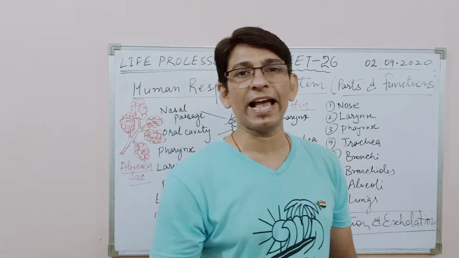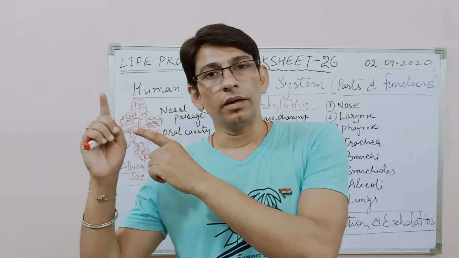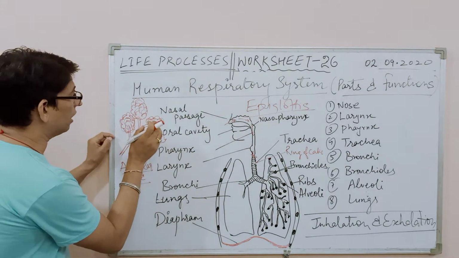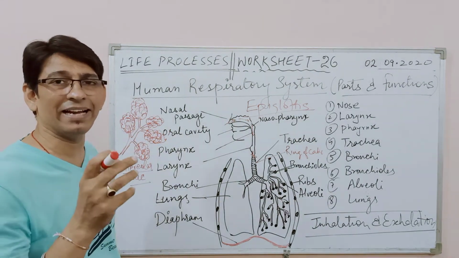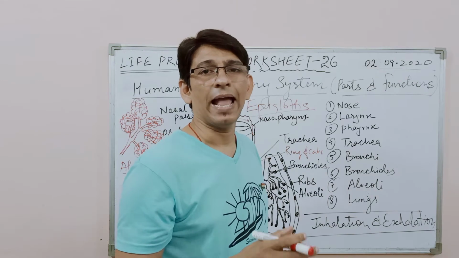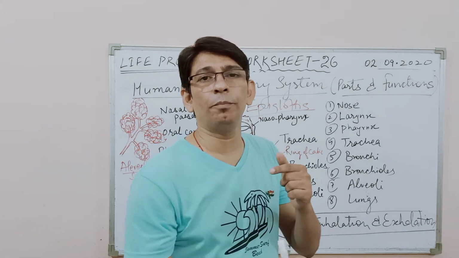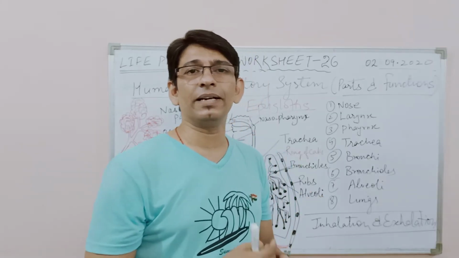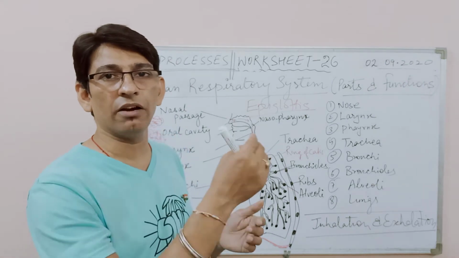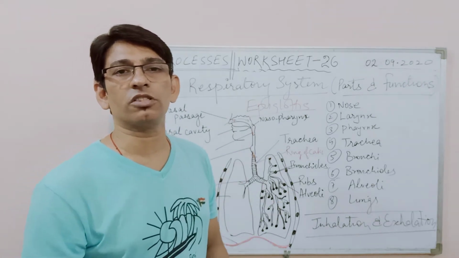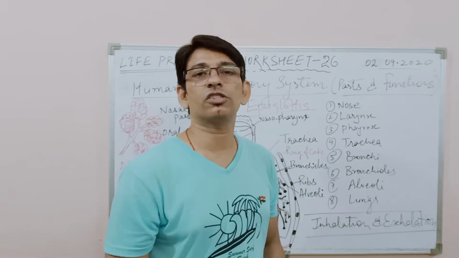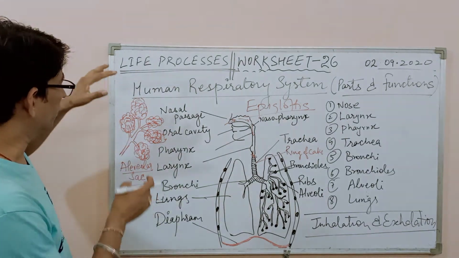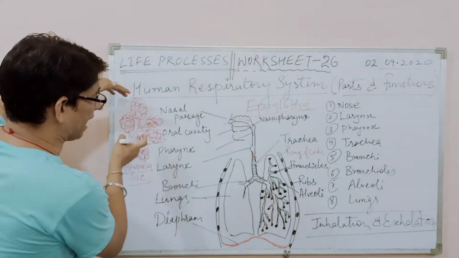So the exchange of gases between the air in the surroundings and the blood will take place on the alveolar surface. The concentration of oxygen present inside the alveolar sac is more as compared to the blood. So the oxygen will diffuse into the blood, and the concentration of carbon dioxide in blood is more, so it will diffuse into the alveolar surface, which is withdrawn during the process of exhalation. Later we will also study inhalation and exhalation. So the complete process of exchange of gases takes place on the alveolar surface.